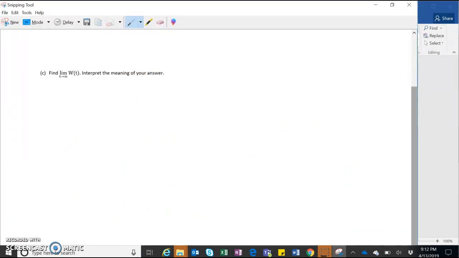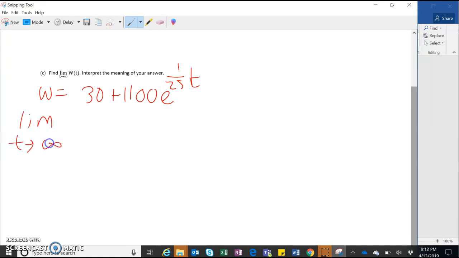All right, and finally here, the last extension asks us to find a limit. We haven't had to do limits in forever, and this is an infinite limit. And try and discuss what's going on with our landfill here. So if you remember back at the very beginning when I separated and integrated, I think I got an equation for myself that said W equals 30 plus 1100 e to the 1/25 t. That's a t up there. And what I want to try and do is find the limit as t approaches infinity of this function, 30 plus 1100 e to the 1/25 t.